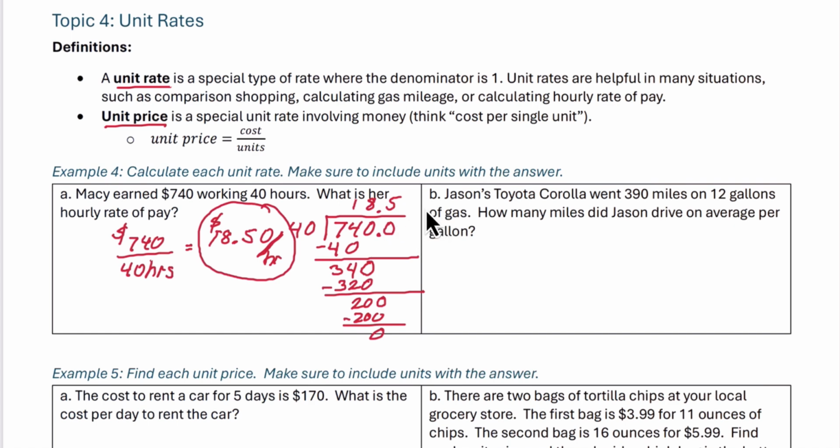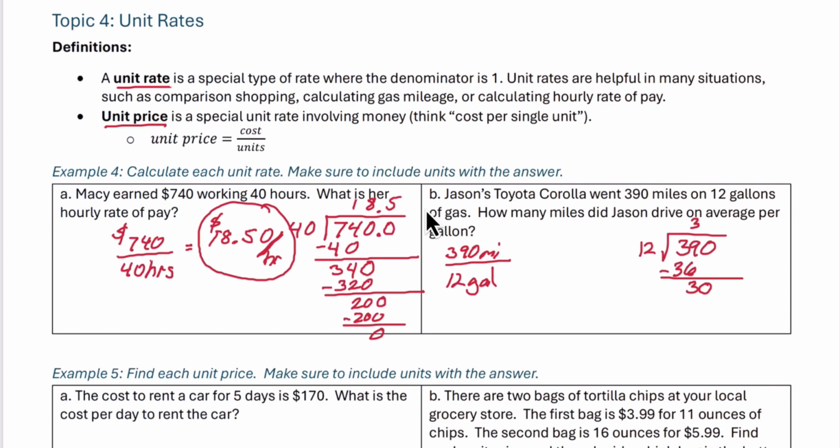In part B, Jason's Toyota Corolla went 390 miles on 12 gallons of gas. How many miles did Jason drive on average per gallon? 390 miles per 12 gallons. Let's do the division off to the side. 390 divided by 12. 12 goes into 39 3 times. Multiply, and we get 36. Subtract, we get a 3. We'll drop down that 0.